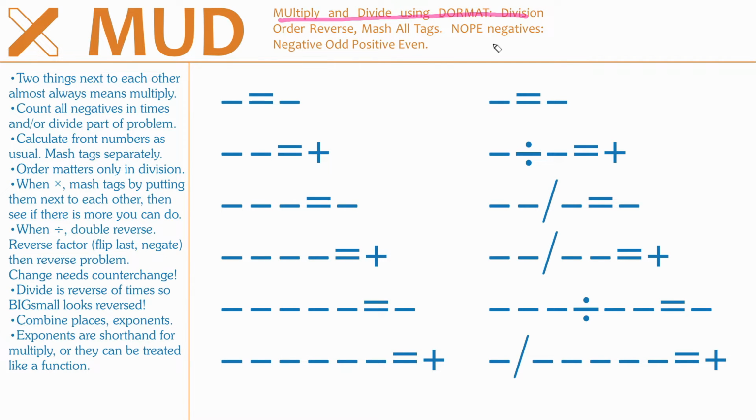Multiply and divide using NOPE. Negatives, odd, positive, even. Let's focus on NOPE. Over here, count all negatives in the times or divide part of the problem. And then, with the count of the negatives, we'll figure out what the sign of the answer should be. And notice we are counting only the negatives. You can ignore the positives.